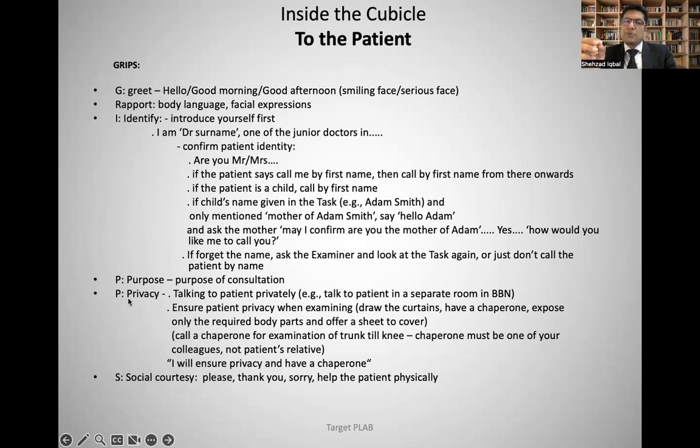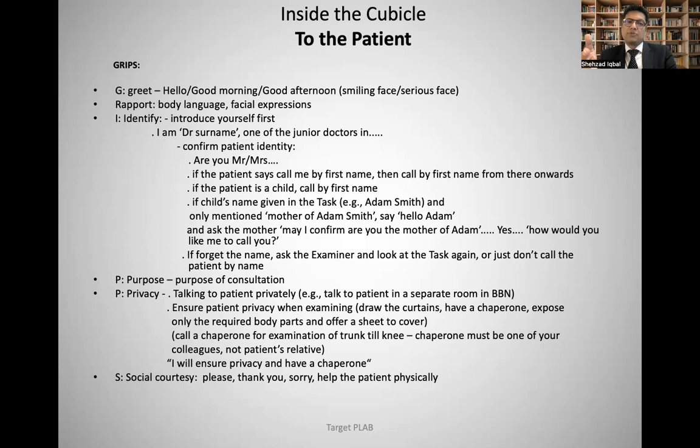The next thing is privacy. Talk about the privacy, especially it's important in certain stations, more than others. For example, it's a breaking bad news station. You do not want to be talking to and breaking the bad news to a patient in the middle of the ward. You would want to arrange that meeting in a separate room. So privacy in breaking bad news.